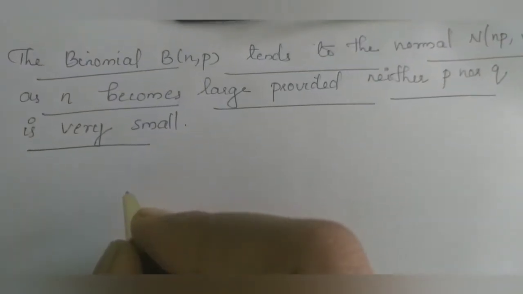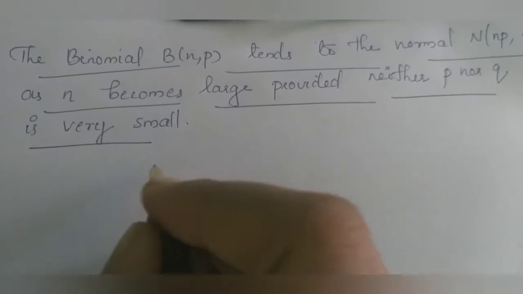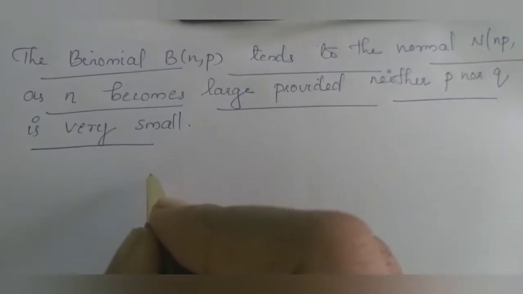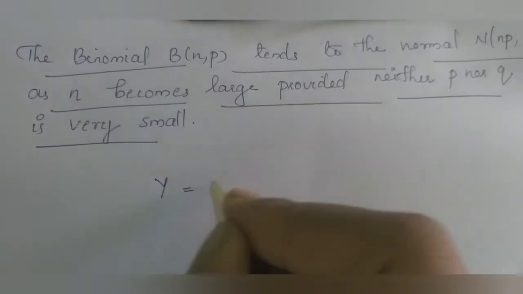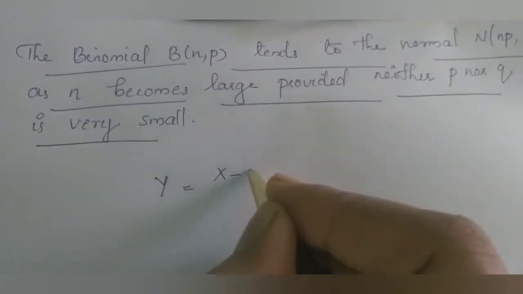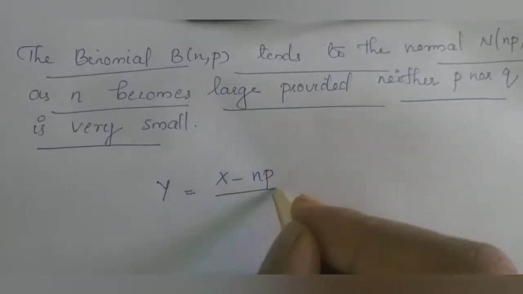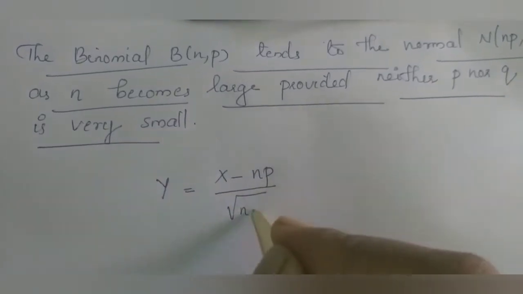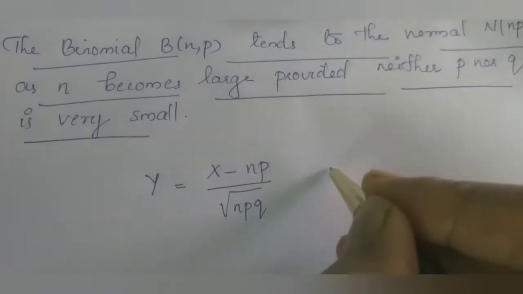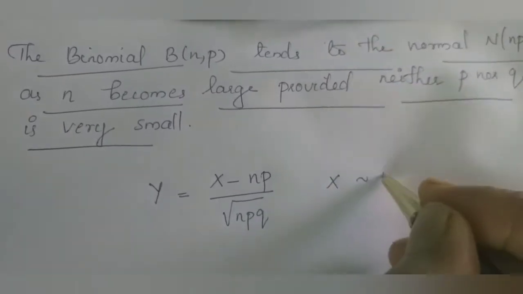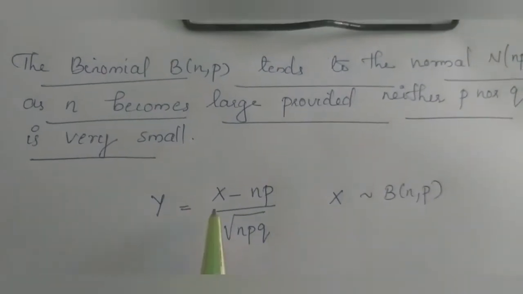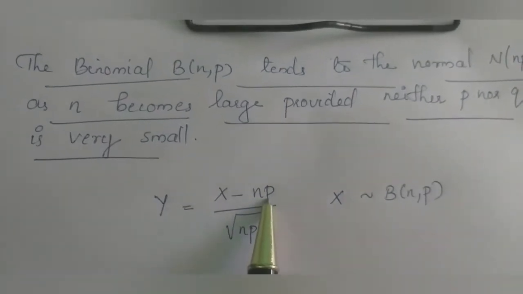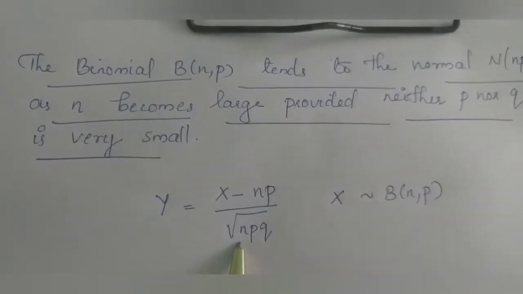Here we are using the MGF technique to determine the distribution. First we are transforming, writing y equal to x minus np divided by root of npq, where x follows binomial with parameters n and p. This is x minus its mean np divided by its standard deviation.